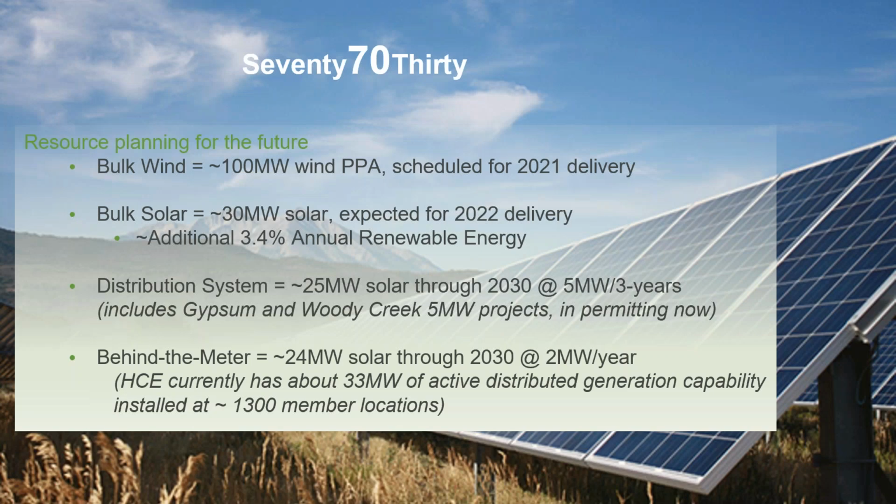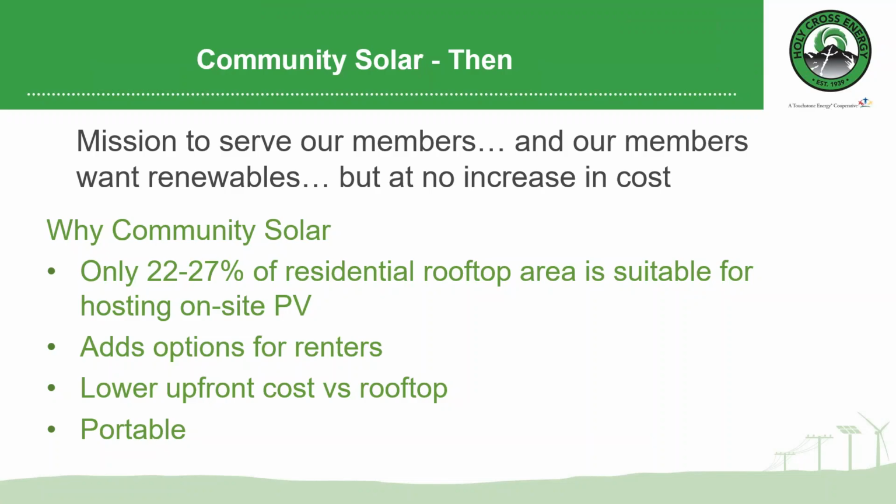A couple ways that we're going to try to get to our 70% goal is a 100 megawatt wind farm. It's scheduled to go online in 2021, 30 megawatt solar farm by 2022. We're additionally putting 5 megawatts every 3 years on our distribution system. We have 2 in permitting right now. And then we're pushing for 2 megawatts a year of behind the meter rooftop solar.